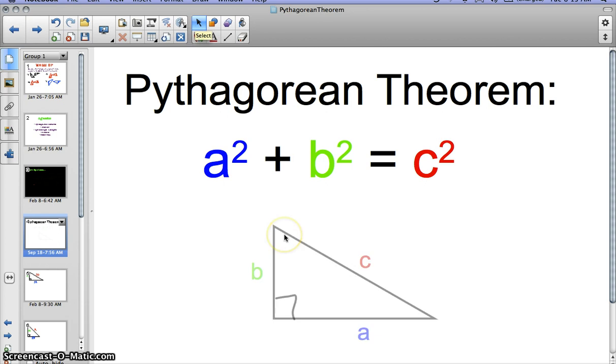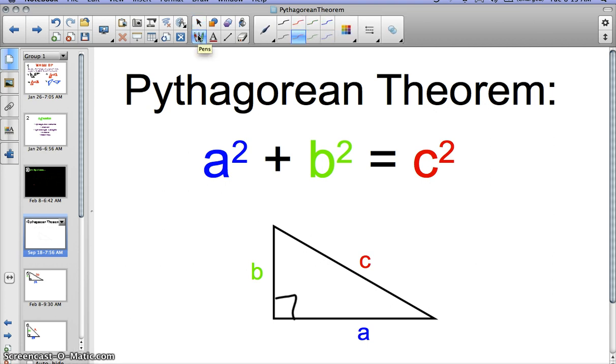So let's take a look at a general triangle. When we're looking at a triangle, it has three sides, and we call them A, B, and C. With the Pythagorean theorem, the only time you can use it is when you have a right triangle. That means one angle has to be 90 degrees. The only real side we care about in a right triangle is side C, also known as the hypotenuse.